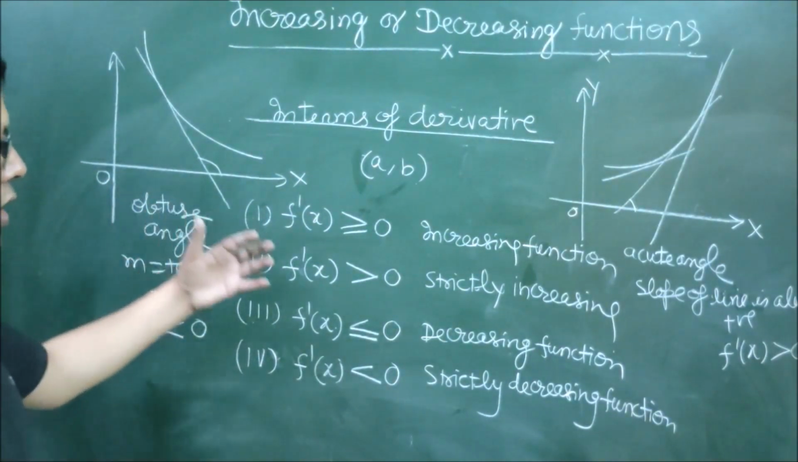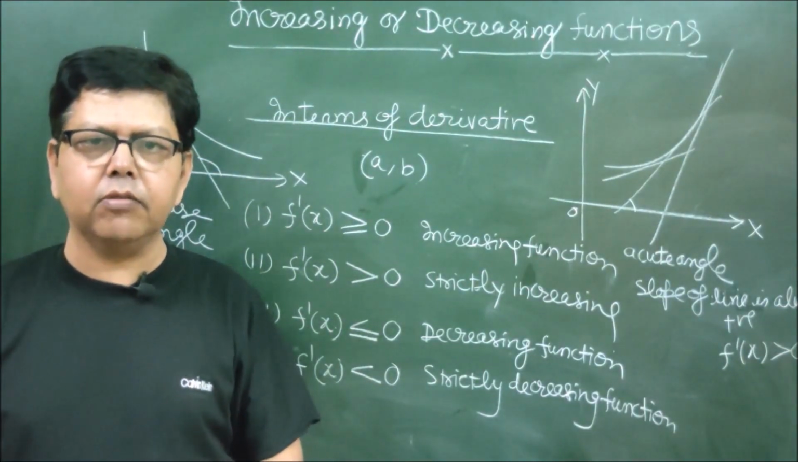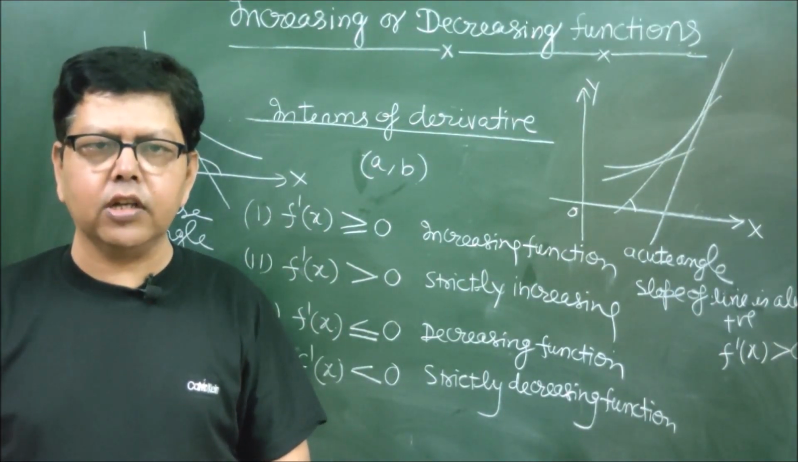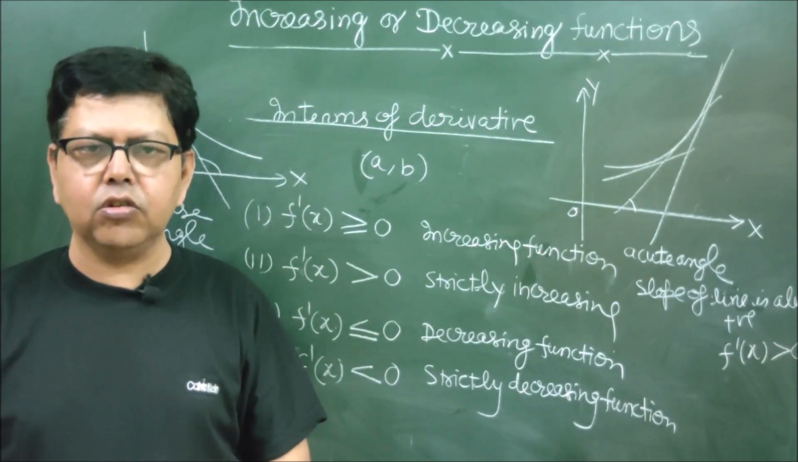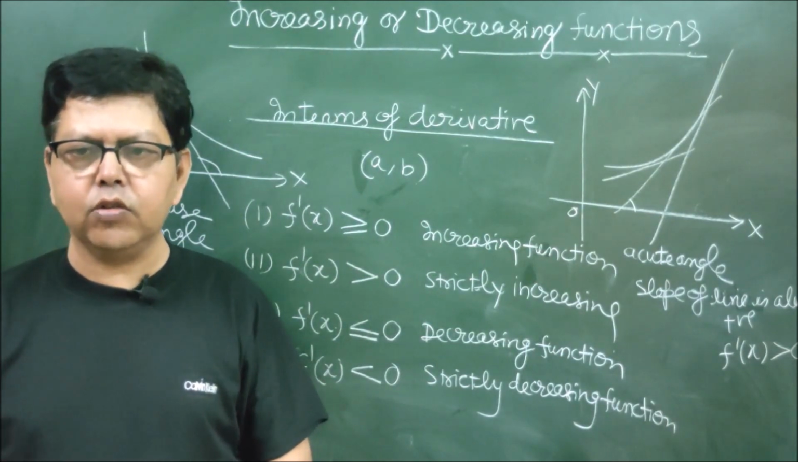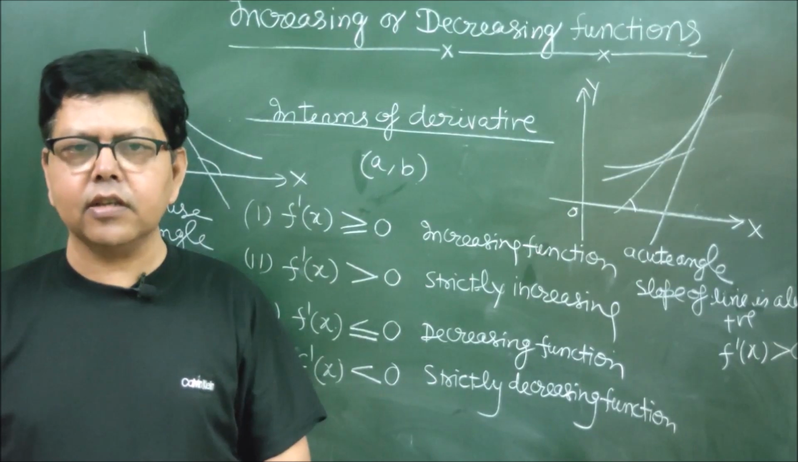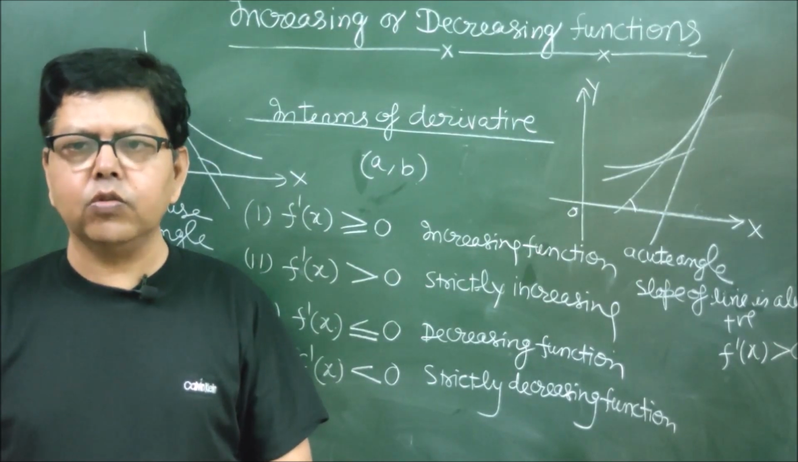So for strictly increasing function, derivative is greater than 0. For strictly decreasing function, derivative is less than 0. For increasing function, f dash x is greater than or equal to 0. And for decreasing function, f dash x is less than or equal to 0.